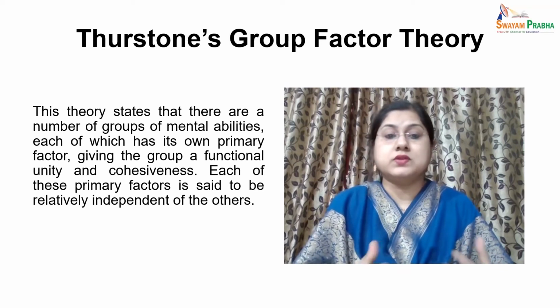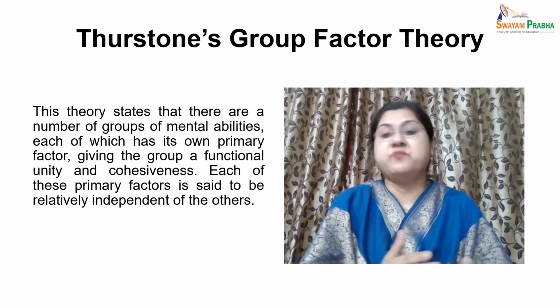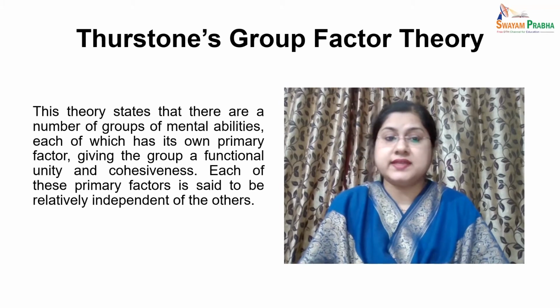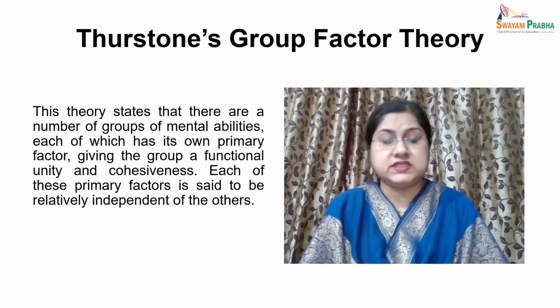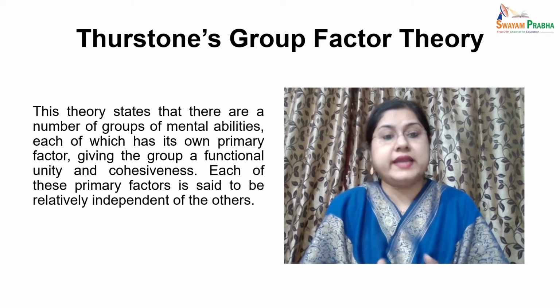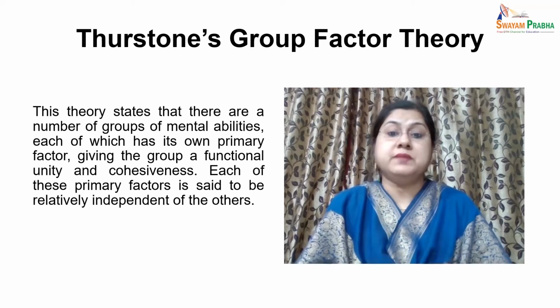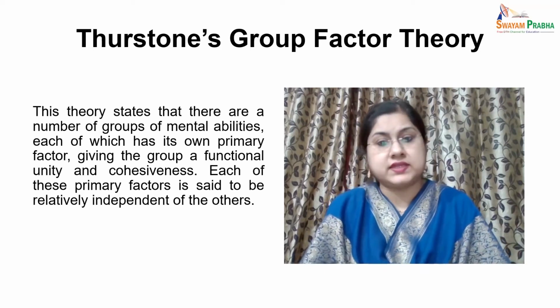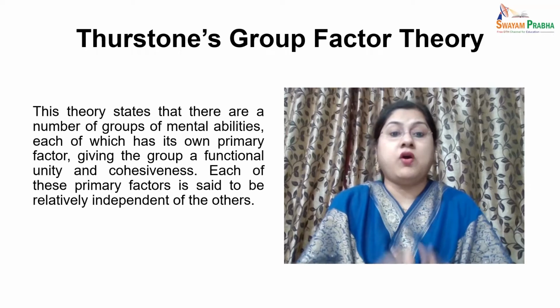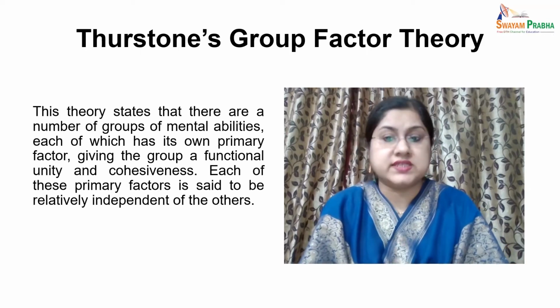Thurston's theory is also known as the primary mental abilities or group factor theory. It states that intelligent activities are not an expression of innumerable, highly specific factors, nor is the expression primarily of a general factor that pervades all mental activities. It is the essence of intelligence.